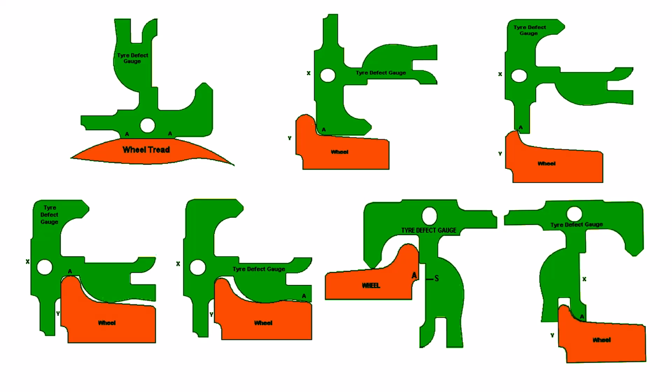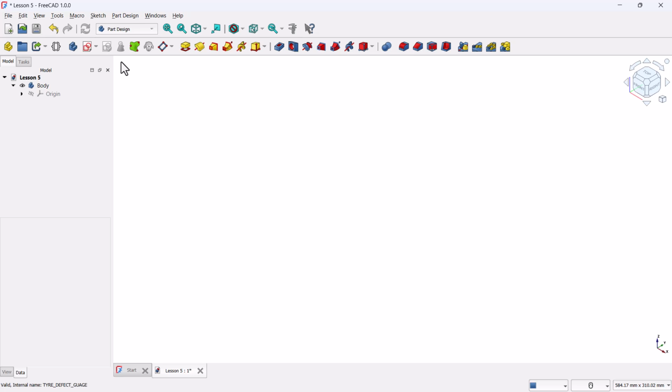It helps in detecting wear in the wheel flange and tread, and identifying flat spots caused by skidding. It is regularly used in the maintenance depots to ensure that wheels remain within permissible limits. We'll be using the Part Design workbench for this. Let's get started. First, we need to import this image into the workbench.